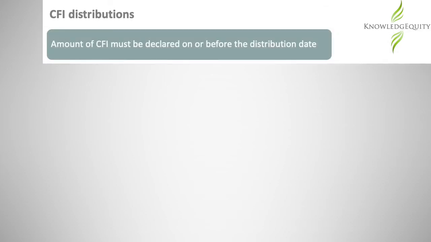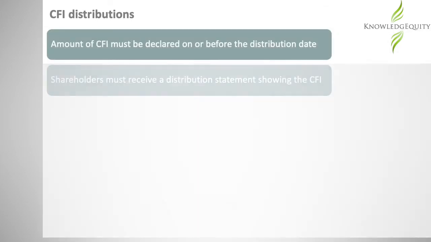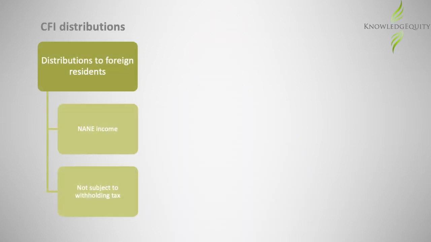The amount of CFI in a distribution must be declared on or before the distribution date and must be accompanied by a supporting distribution statement. Distributions of CFI have different tax consequences depending on the residency and type of recipient. Distributions to foreign residents are non-assessable, non-exempt income of the foreign resident and are not subject to withholding tax.